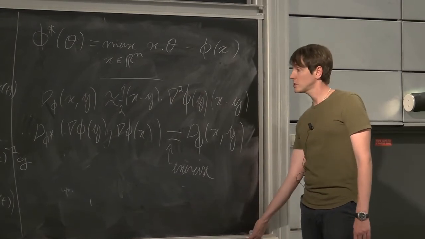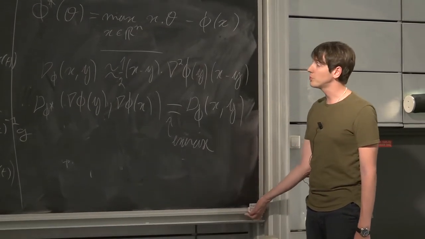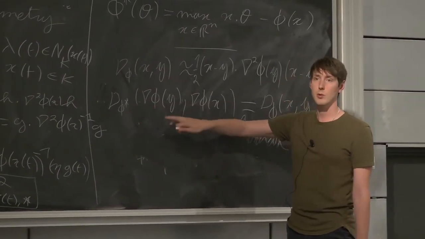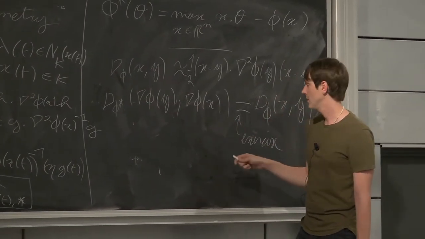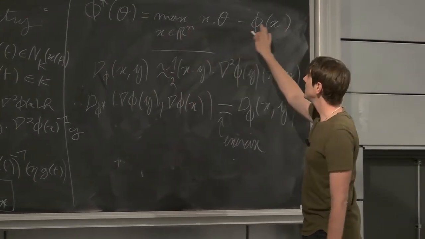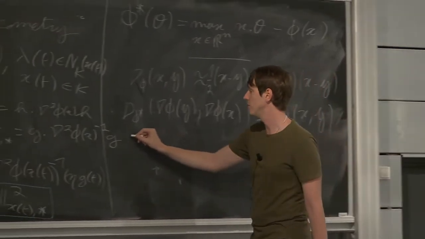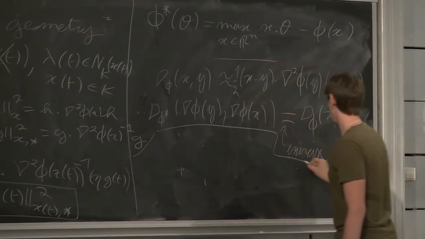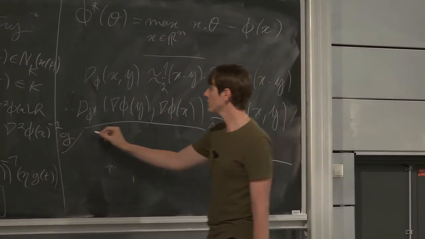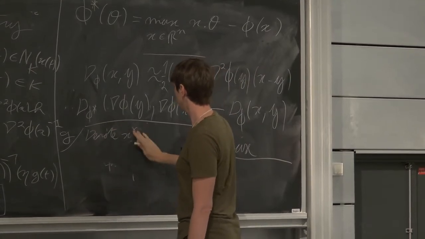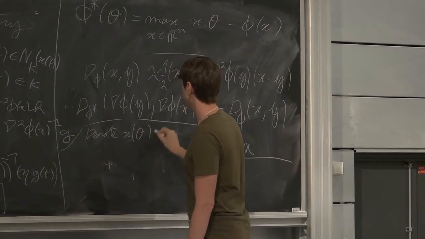And just how can you hope to prove this? Okay, what you have to understand is you have to understand what is phi star and what is the gradient of phi star. Okay, but it's very easy to analyze both what is phi star and the gradient of phi star. So let me just give you the basics of this. So denote x star of theta, maybe x of theta, for the maximizer.